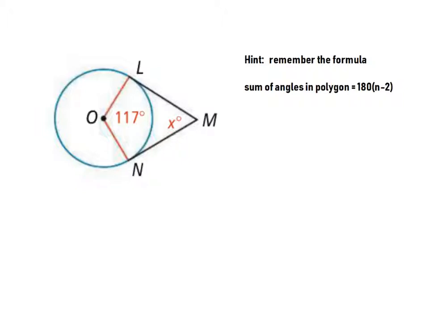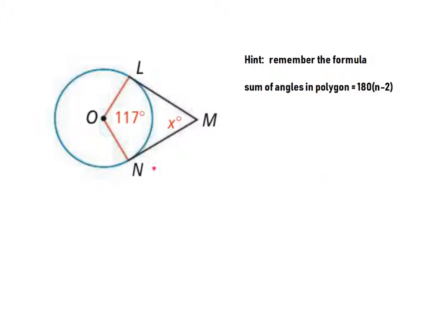One of the other things, if you'll remember, is that the sum of the angles in a polygon is 180 times n minus 2. So if you have a pentagon, it'd be 180 times 5 minus 2. And that's the sum of the interior angles.